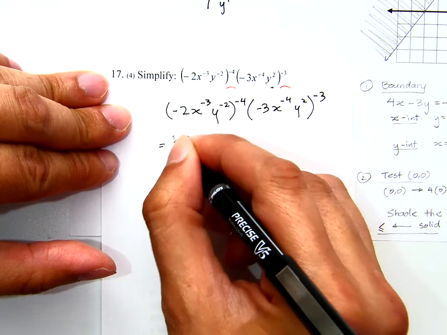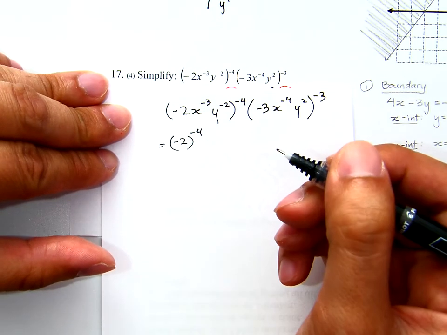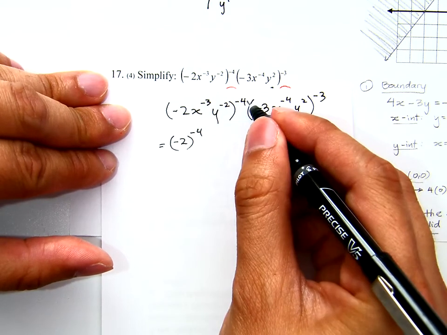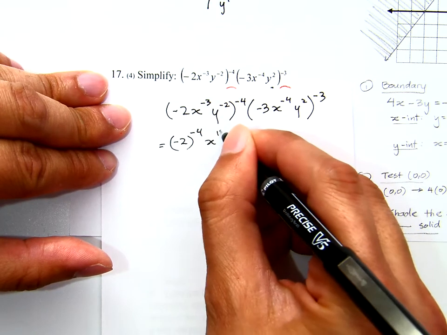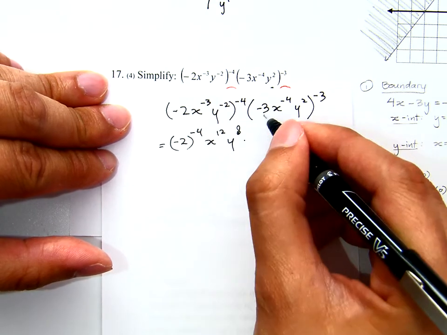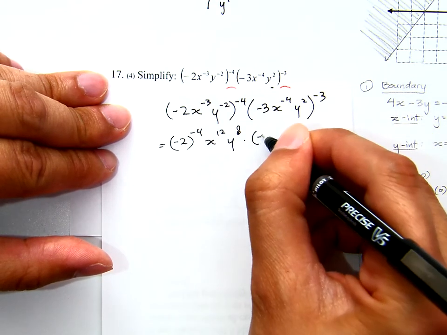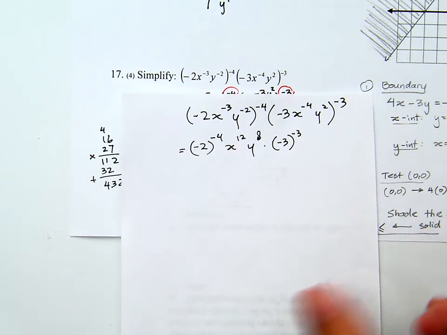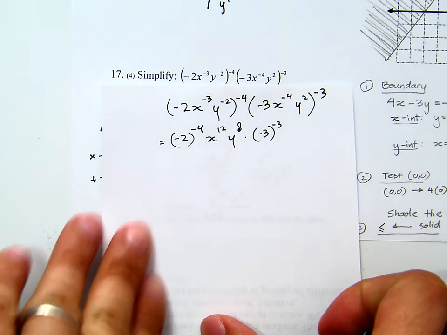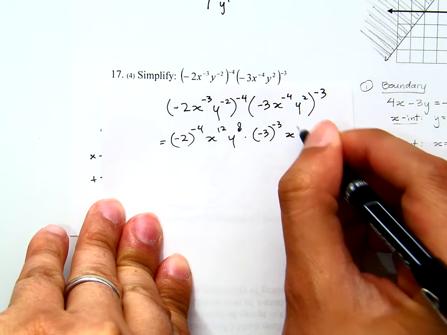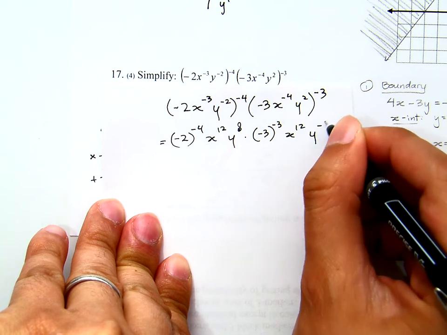Negative 2 to the power of negative 4, right? And then x to the negative 3 to the power of negative 4 is x to the 12. This will be y to the 8th times negative 3 to the power of negative 3. Let me write it down this way. I do not want to compute right away because of the negative exponent. And then x to the negative 4 to the power of negative 3 is x to the 12, and this is y to the negative 6.